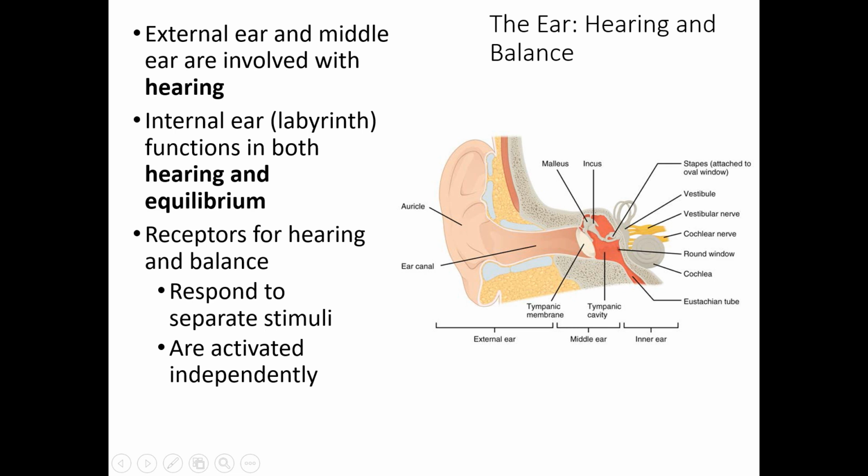External ear and middle ear, that portion only is involved with hearing. And inner ear, or sometimes it's called labyrinth, is responsible for both hearing and equilibrium. Those two receptors for hearing and balance respond to separate stimuli. Receptors for hearing respond to sound waves coming from the ear, and receptors for balance are activated by movements of our head.